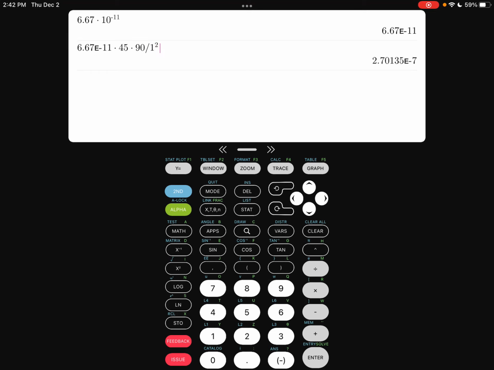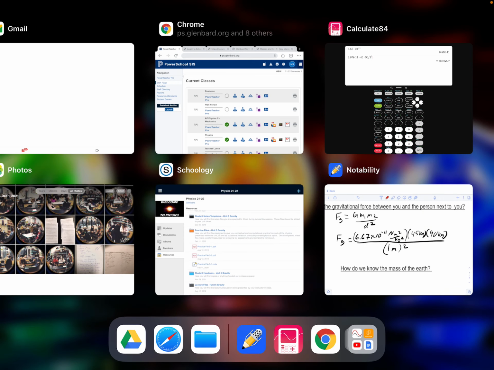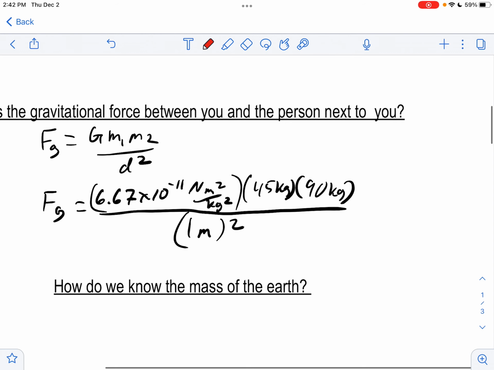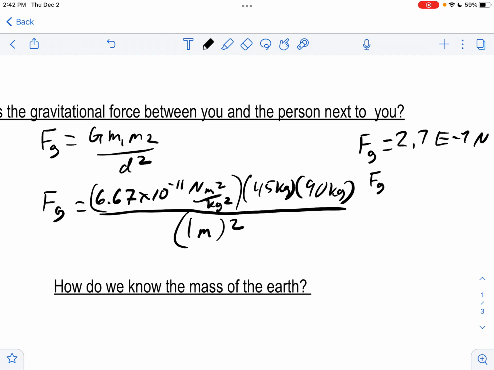That's the way I type it in, and my calculator says 2.70135 e to the negative 7th, so 2.7 e to the negative 7th. Let me jump back over to my notes. This is the force of gravity, the weight here, 2.7 e to the negative 7, and my units are newtons. That's what we call engineering notation. We could write this in scientific notation: 2.7 times 10 to the negative 7 newtons.